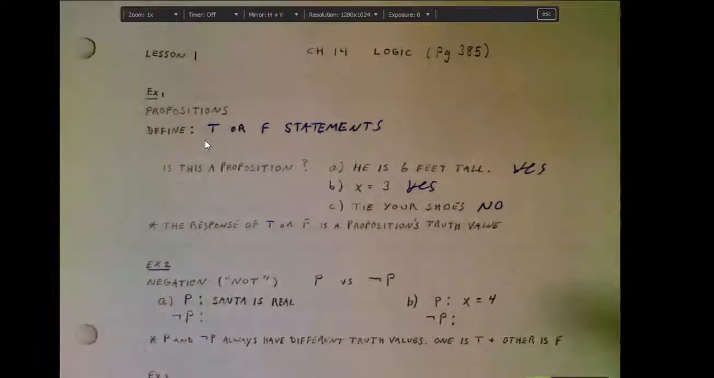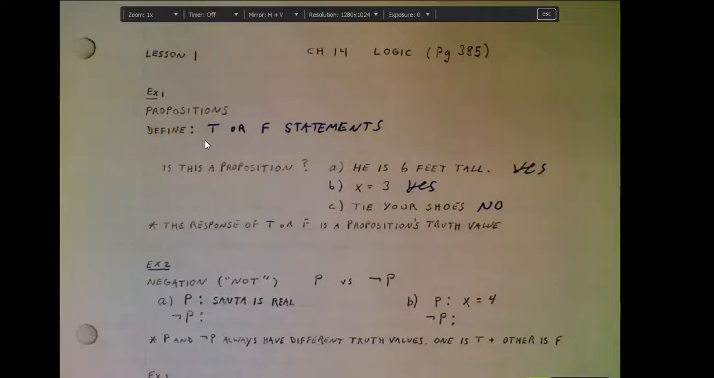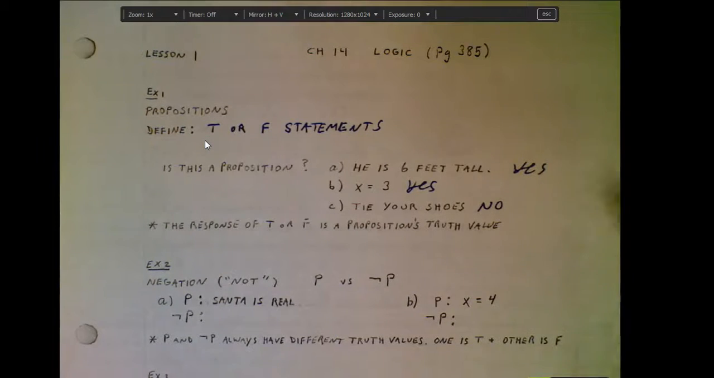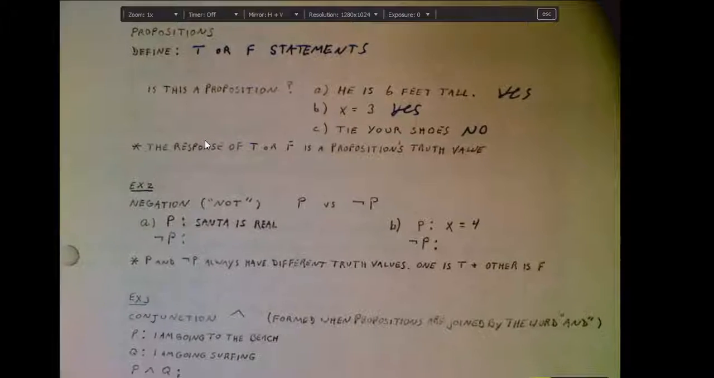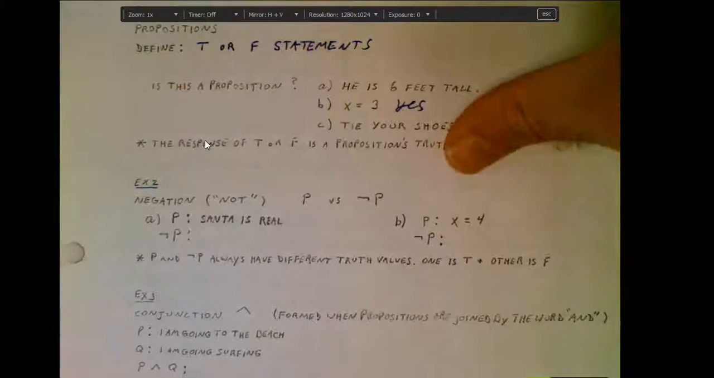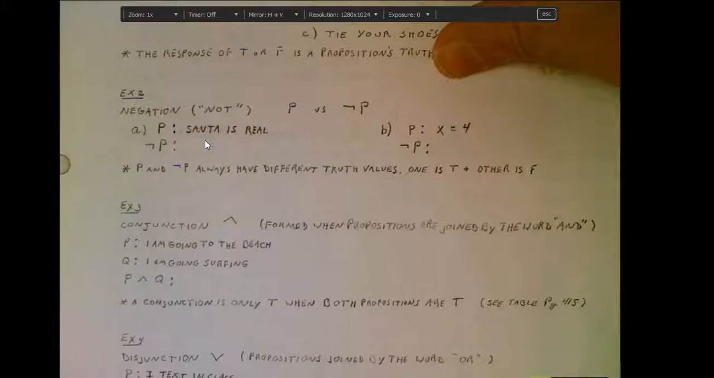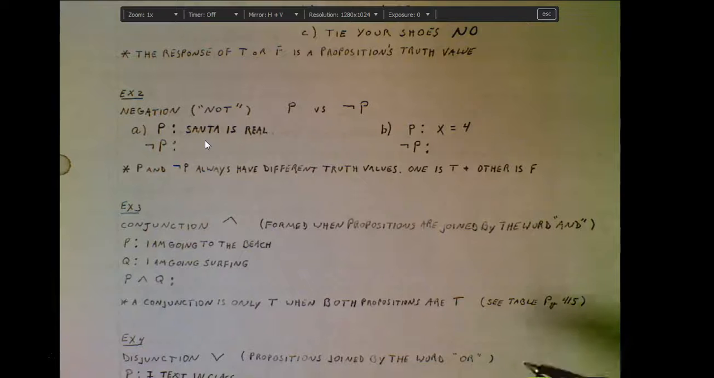So right here, if we said he is 6 feet tall, if that is true, then true would be the truth value of that statement. If the guy is not 6 feet tall, then it's false, and we would say false is its truth value. Getting down here to the second example, the idea of negation simply goes with the word not. And so the symbol that you want to associate with the word not is that little symbol right there.